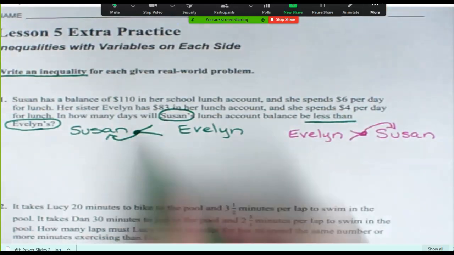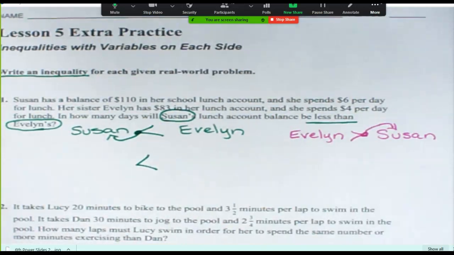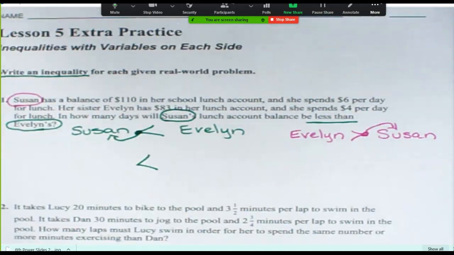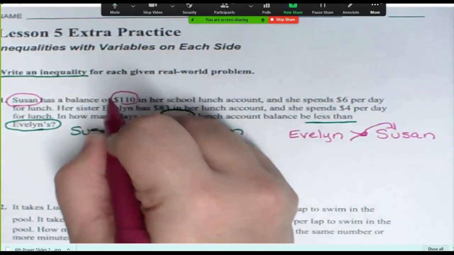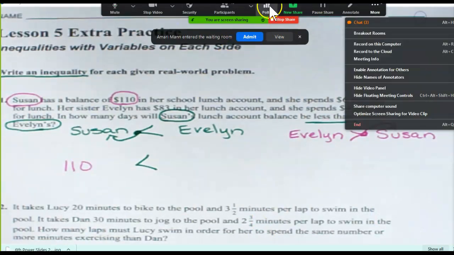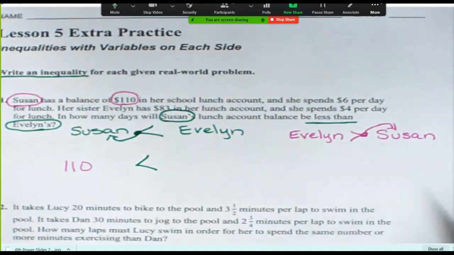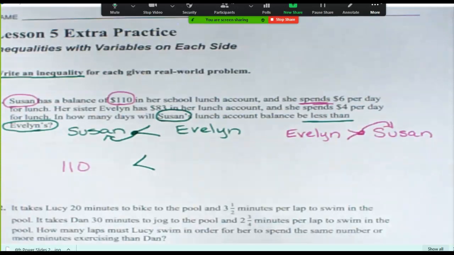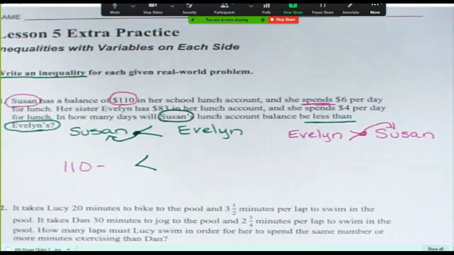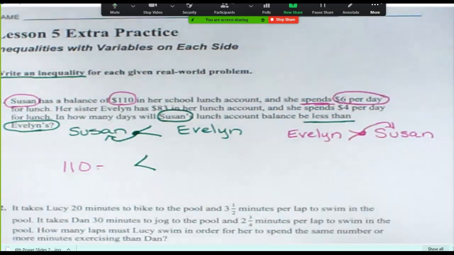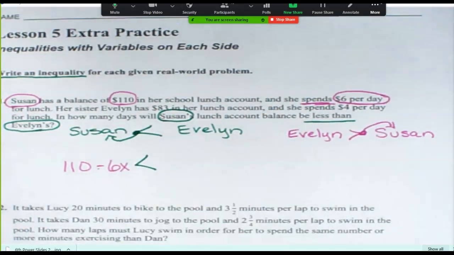All right, once I have my inequality symbol, I just do like I did yesterday. Let's go back to the problem and find out all of Susan's information. So Susan, maybe I'll do it in circles. How much money does Susan start with? 110. So I know we're starting with 110. And then she spends $6. So if she's spending money, are we adding money to the account or taking it away? Taking it away, ma'am. So if she spends money, she's subtracting $6 per day. How can I show that? 6x. Minus the 6x. So 110 minus 6x.